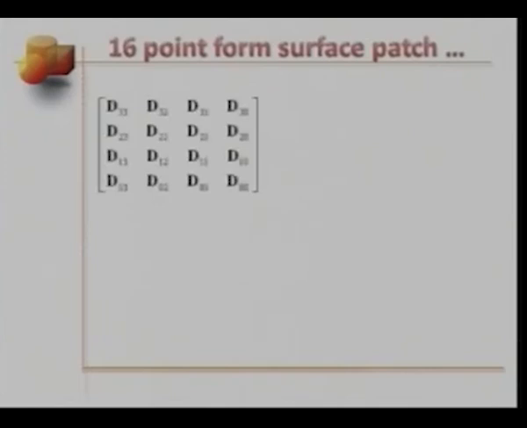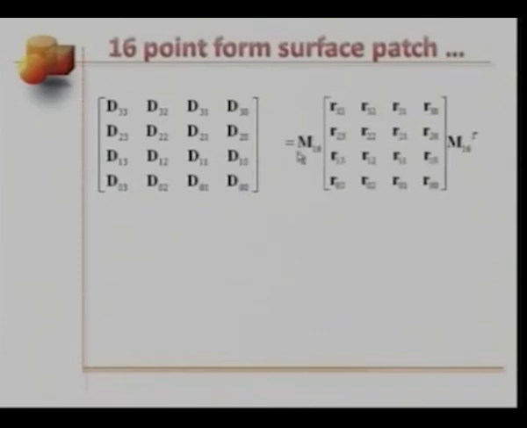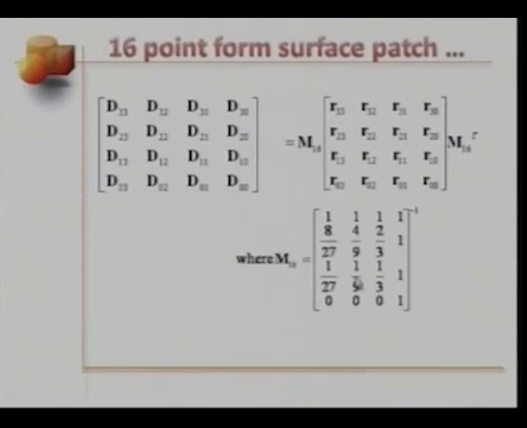So the unknown coefficient matrix Dij will be given as M16, I'll tell you what this is in a while, times the sampling geometric matrix times M16 transpose. What is M16? M16 is given by the inverse of this 4 by 4 matrix, 1, 1, 1, 1, 8 over 27, 4 over 9, 2 over 3, 1, 1 over 27, 1 over 9, 1 over 3, 1, and 0, 0, 0, 1.